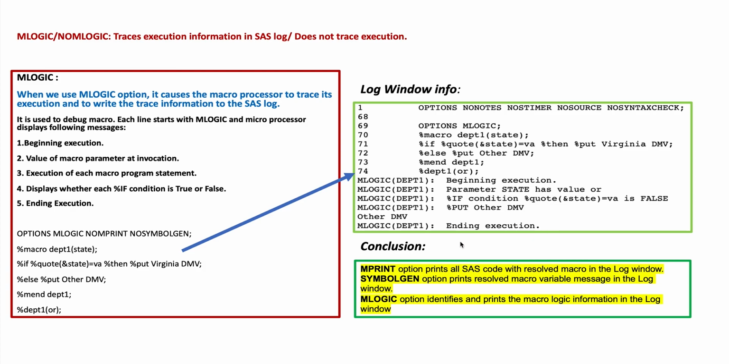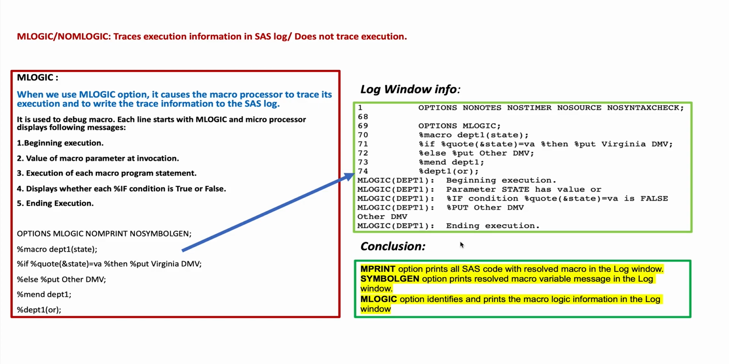Then what is the conclusion? The conclusion is mprint option prints all SAS code with resolved macro in the log window. Symbolgen option prints resolved macro variable messages in the log window. And mlogic option identifies and prints the macro logic information in the log window. If we use those options with the SAS code, then we will get exactly the same result.